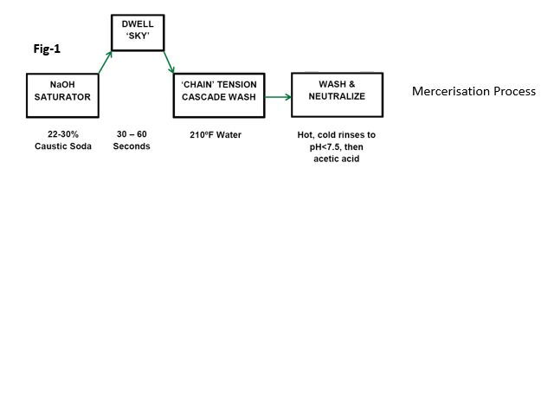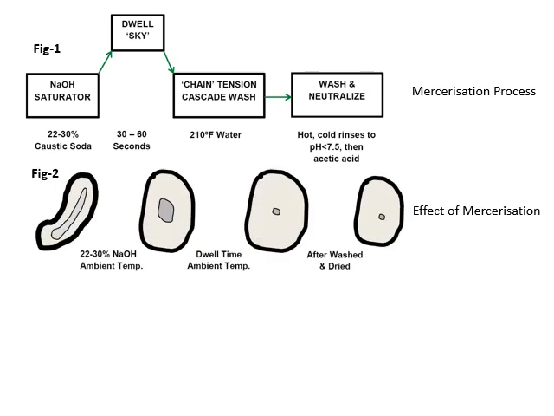Once the caustic soda is removed by thorough washing, the cotton substrate is dried and returns to approximately its original size, but in a different cross-sectional shape. Figure 2 shows an artist's concept of the changes in cross-sectional shape of a cotton fiber during the mercerization process.